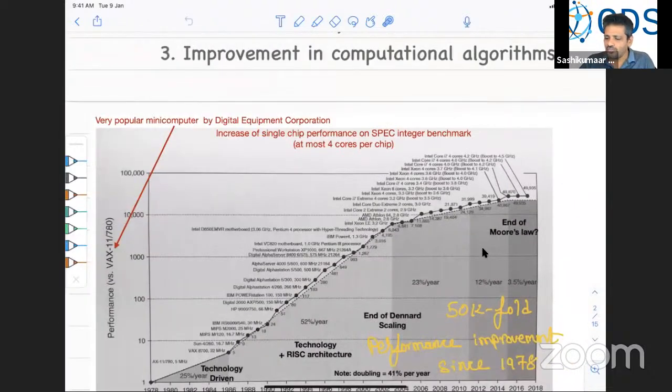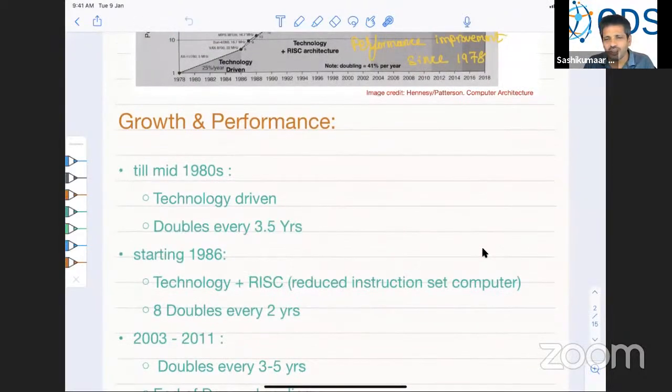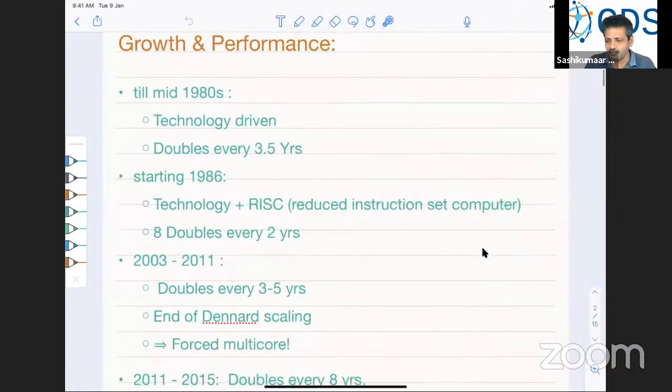Okay, so now if this is the case, then definitely we have to think about how to utilize these different architectures in an efficient way. Just to give a brief overview of the growth and performance, right? Till the mid 80s, it was mainly technology driven, and the speed doubled every 3.5 years. But the golden era for single chip, single architecture was starting in 1986 till around 2004, when it doubled every 2 years.